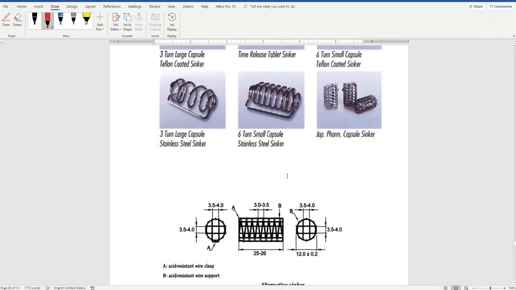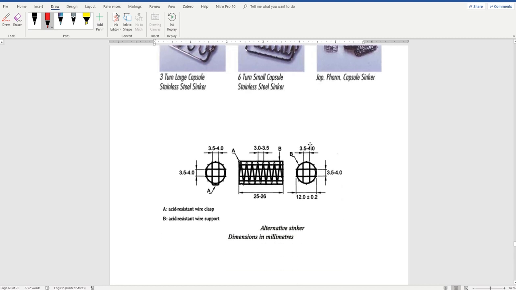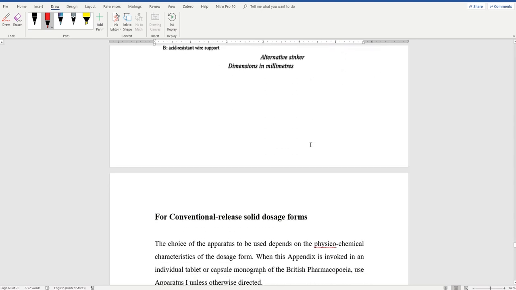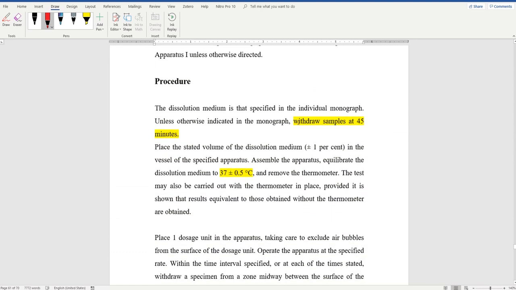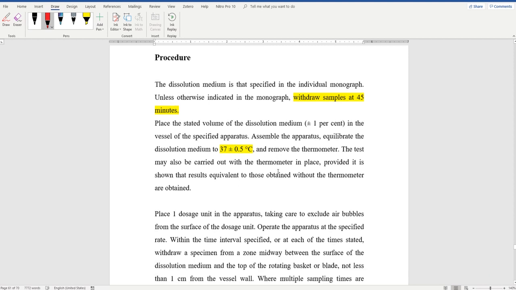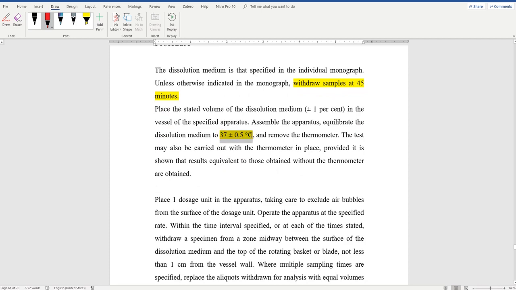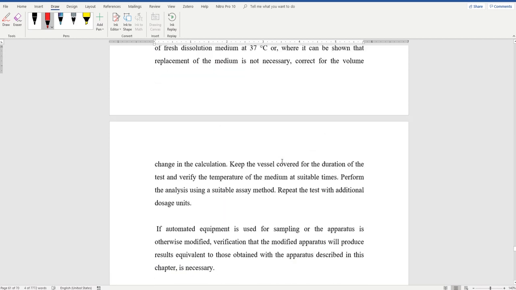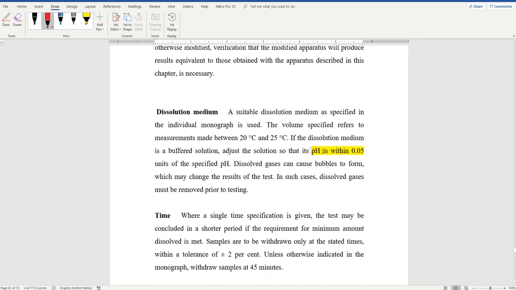So in order to avoid using sinkers, I personally prefer apparatus type 1, but it's not up to me. We need to follow the pharmacopoeia when we do dissolution testing. Okay, remember, I told you that you need to draw only one time at 45 minutes. In this case, you do not need to replace the medium you withdrew. And the temperature must be kept at 37 plus or minus 0.5 degrees, and the pH of the medium must be maintained within plus or minus 0.05.